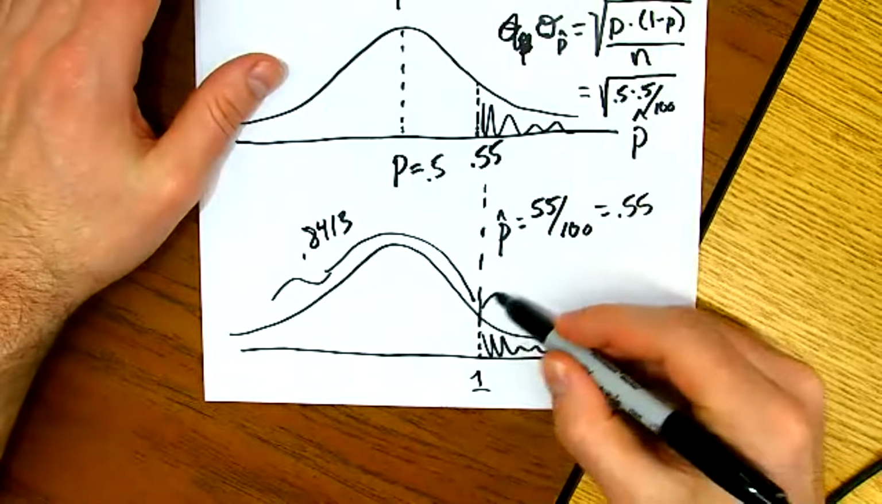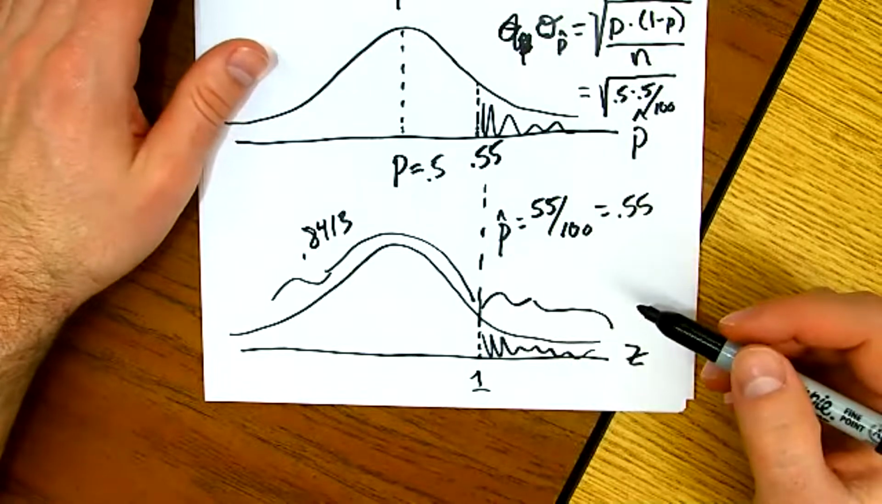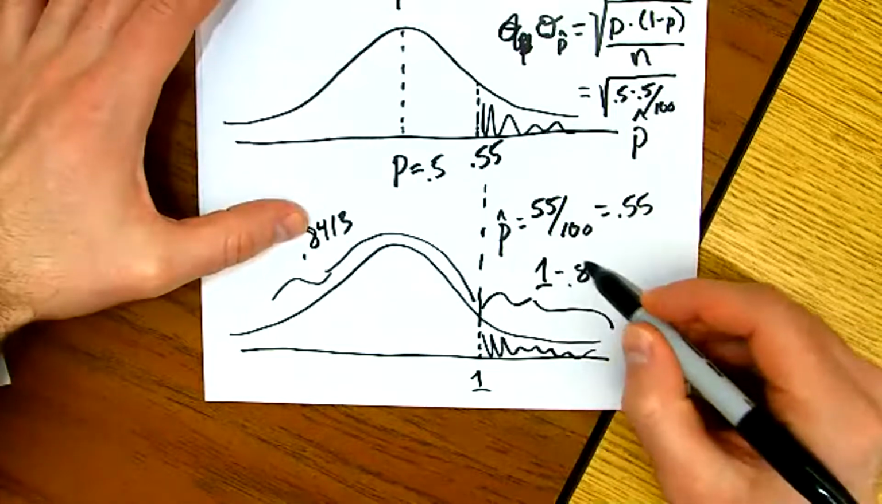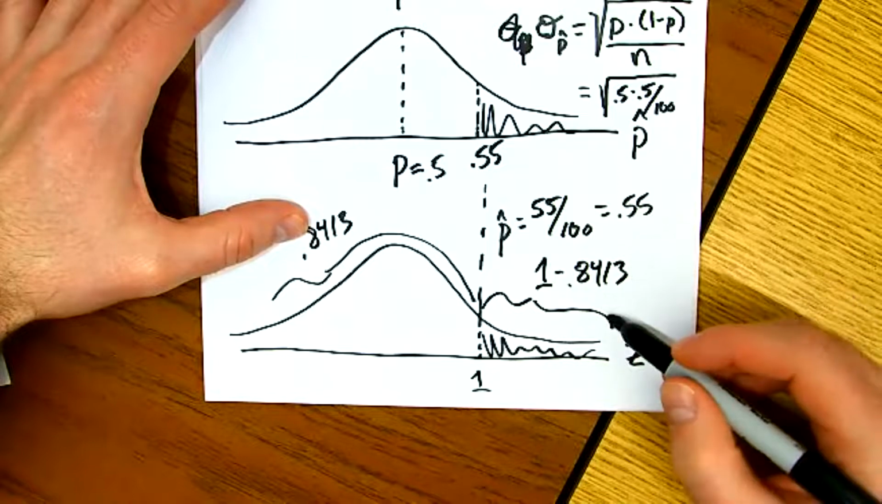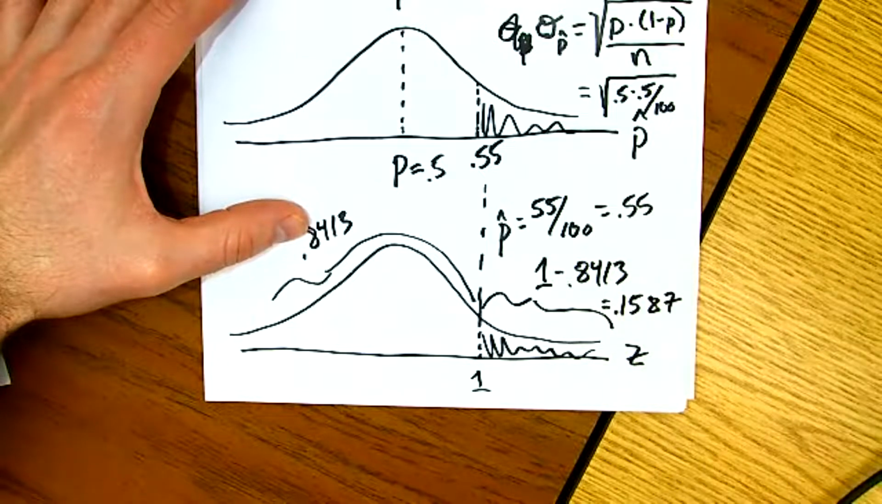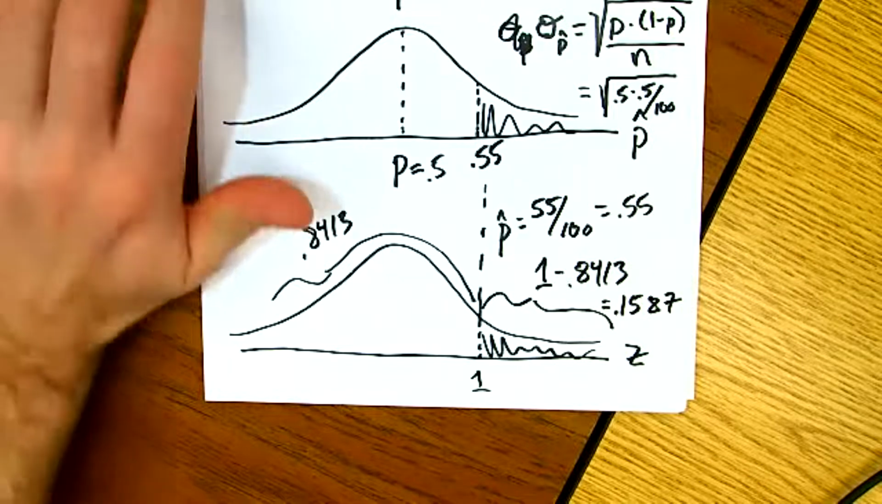So I want the area to the right, so I have that fifth and final step, which is that sometimes I have to transform these probabilities. Here, all I have to do is subtract it from 1, so 0.1587 ends up being what I get.